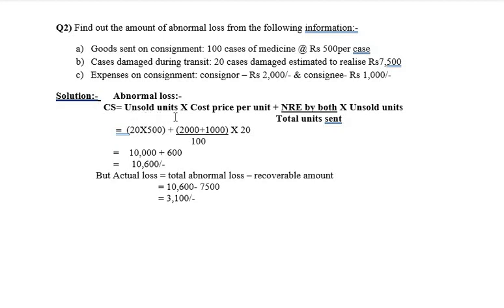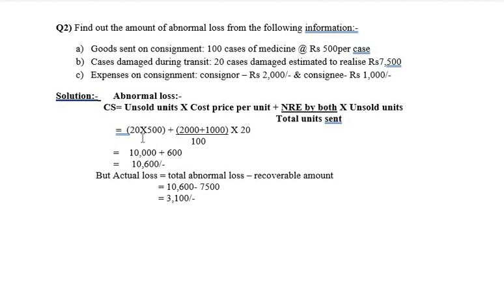Abnormal loss is equal to unsold units into cost price per unit plus non-recurring expenses by both consignor as well as consignee divided by total units sent into unsold units. So unsold units is how much? 20. Why? Because they were damaged. So unsold units is 20 multiplied by cost price per unit is 500 plus non-recurring expenses by both. Here expenses incurred by consignor is given as 2000 and consignee is 1000. So 2000 plus 1000, close the bracket, divided by total units sent is 100, multiplied by unsold units is 20.